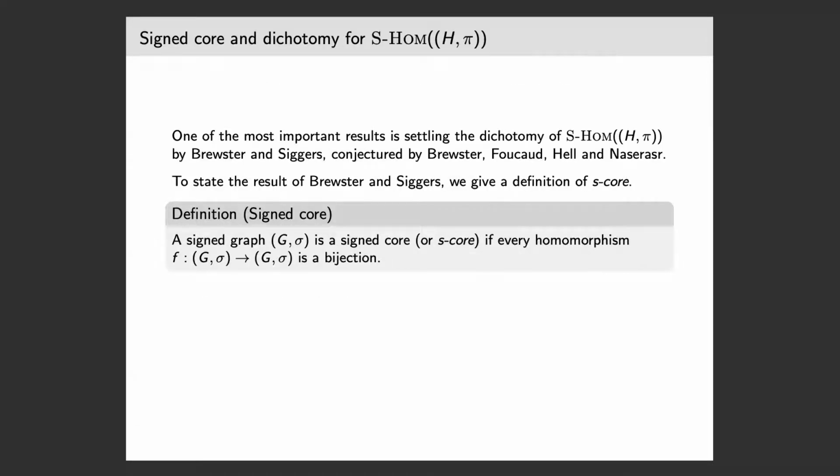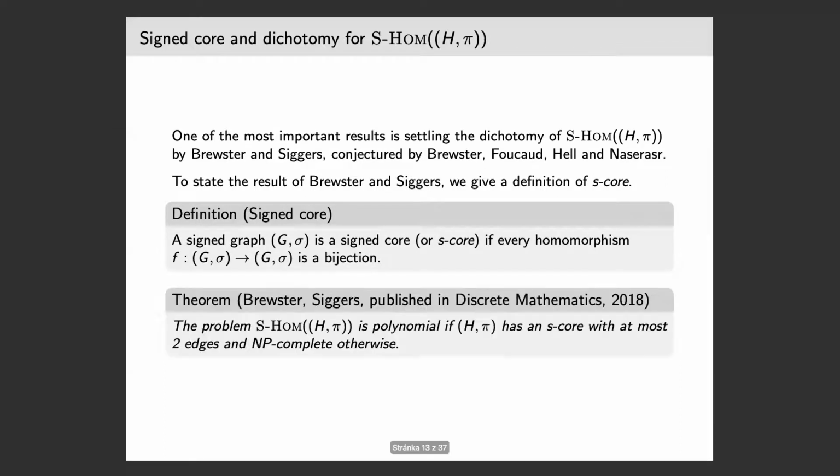One of the most important results in this direction is settling the dichotomy of S-Hom(H-hat) by Brewster and Siggers. To state their result, I will first need to define S-core. A signed graph (G, sigma) is a signed core, or shortly S-core, if every homomorphism from that graph to itself is a bijection. With this, I can state the result. The problem S-Hom(H-hat) is polynomial if H-hat has an S-core with at most 2 edges, and the problem is NP-complete otherwise.